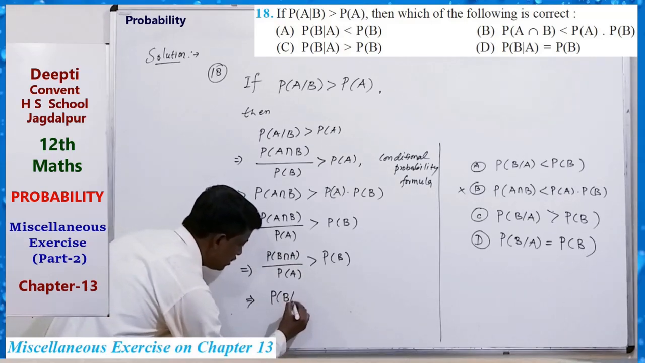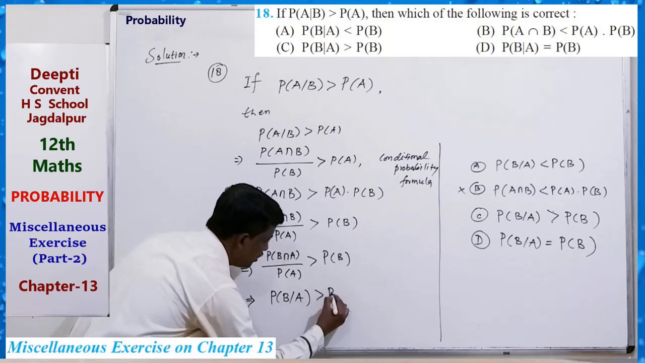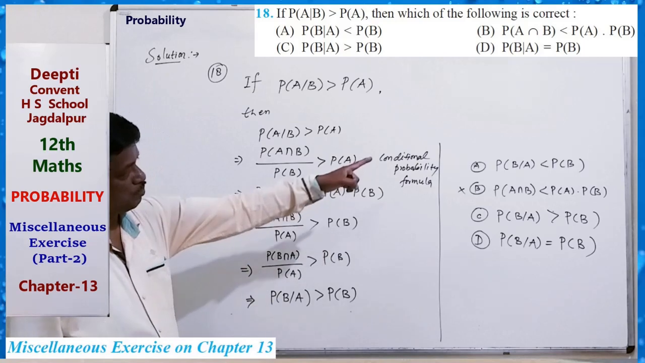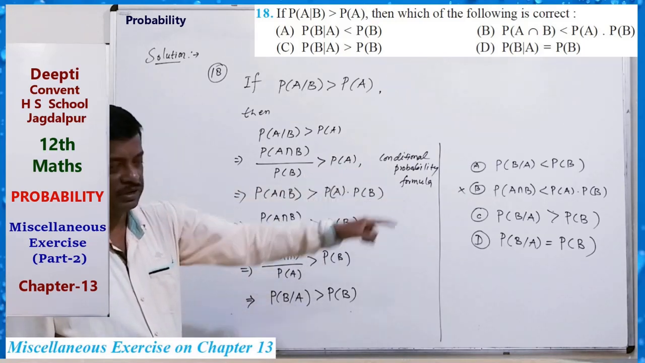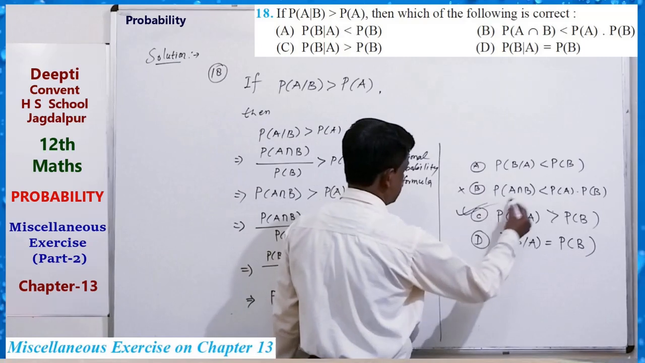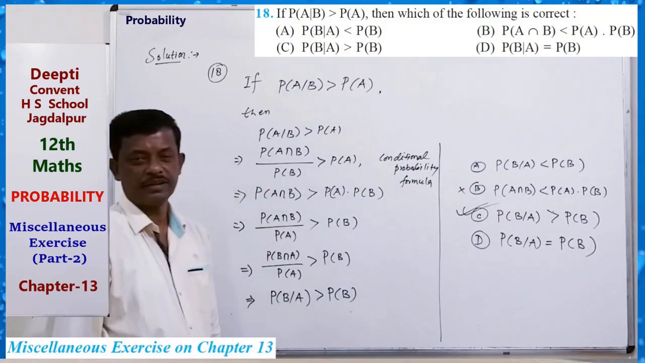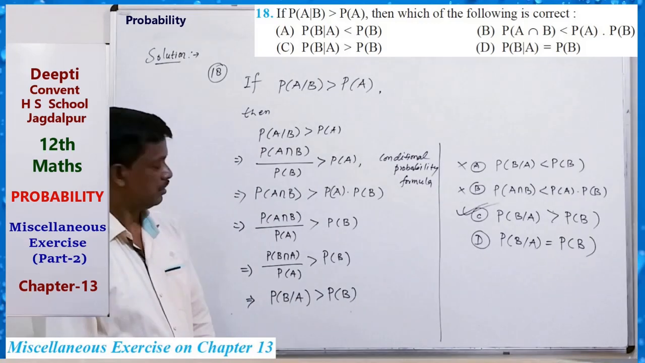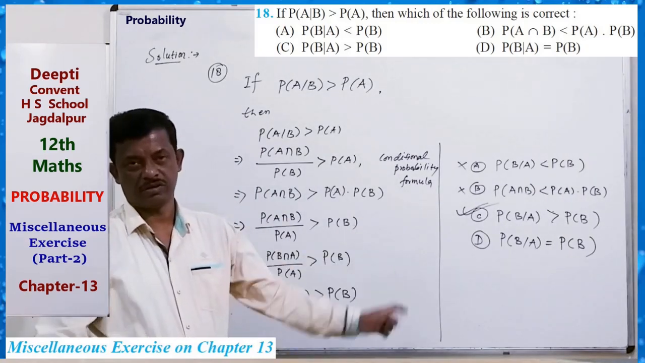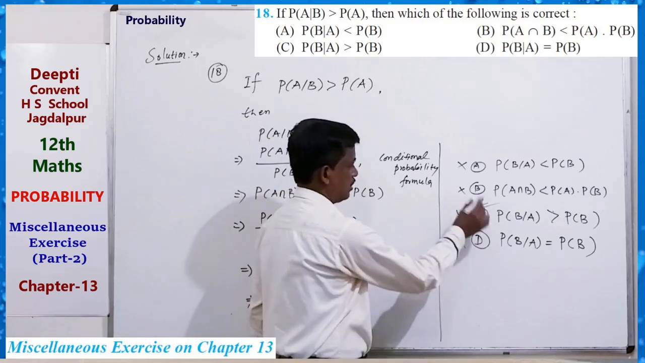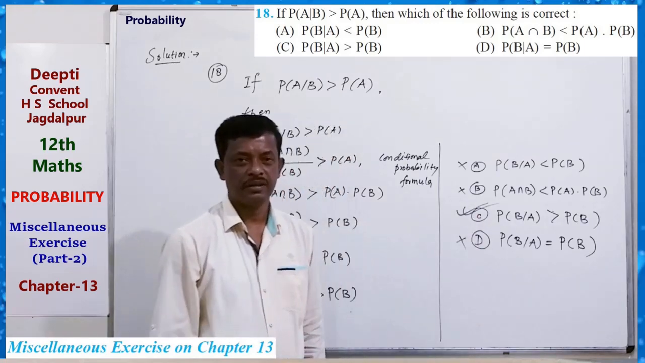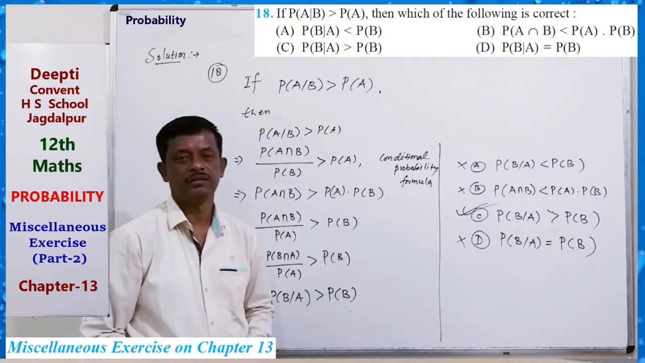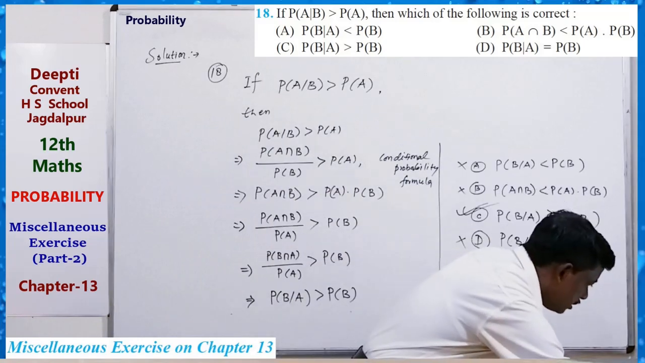By using conditional probability, P(B|A) is greater than P(B). So the third option is correct. And P(B|A) equals P(B) is not correct. So the third is the correct answer. You can use the formula and then decide which of the options is correct.